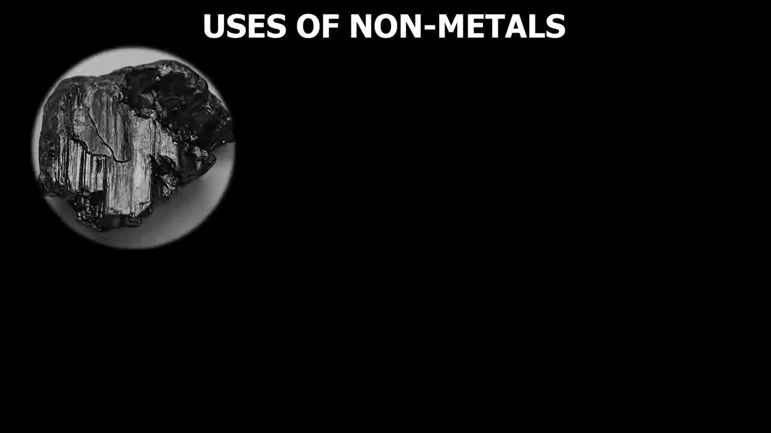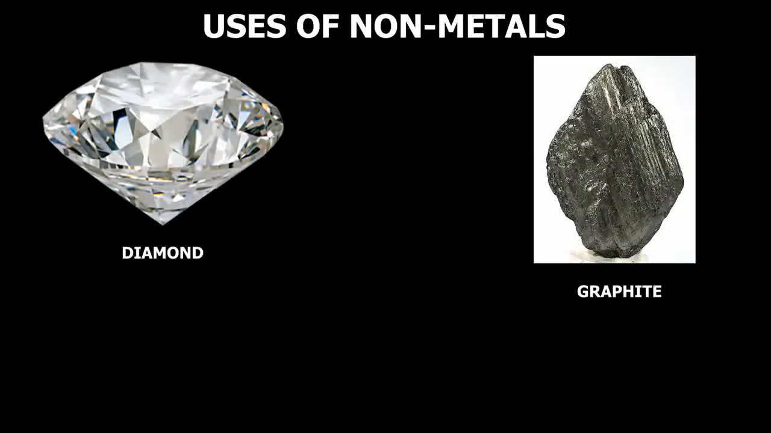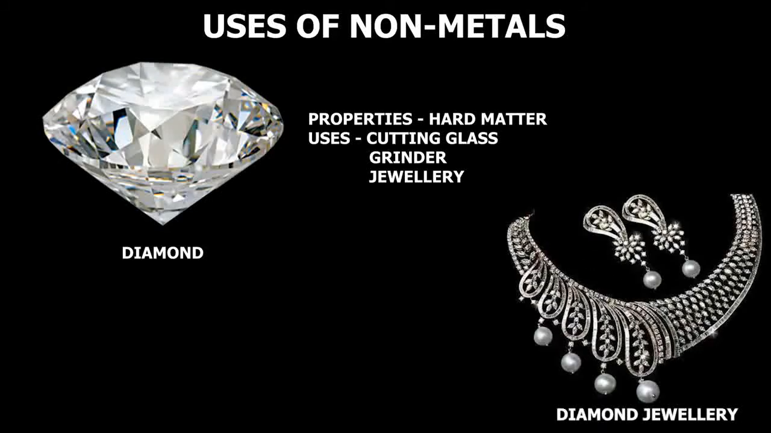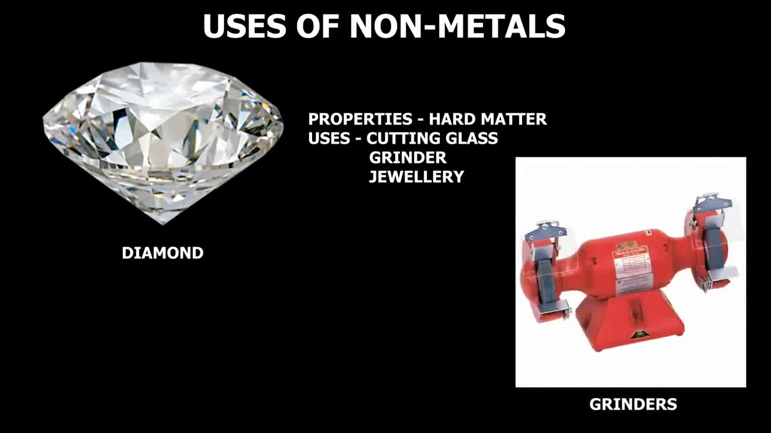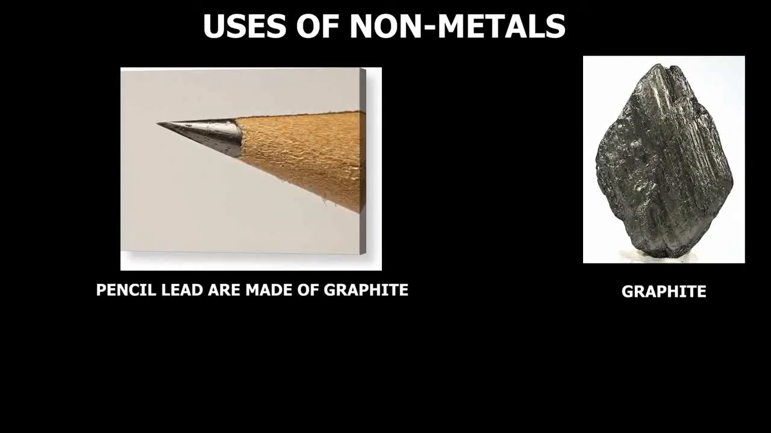Now let us discuss uses of a few non-metals. Carbon is a non-metal. Diamond and graphite are two forms of carbon that are found naturally. Diamond is a well-known jewelry material. It is also the hardest naturally occurring matter and is used in cutting glass and in grinders. Pencil leads are made from graphite.